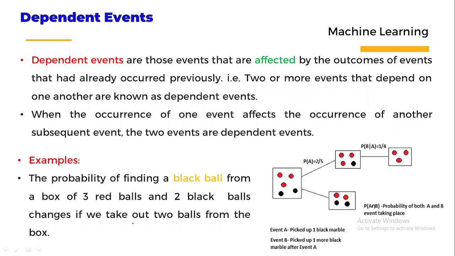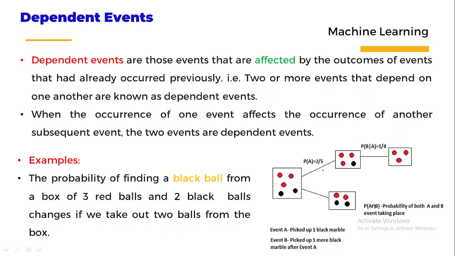Here we consider the first event as picking up one black ball, or marble we can say, and the second event is picking up one more black marble after event A. So event A is picking up a black ball out of the 5: here 3 red balls and 2 black balls. So what is the probability of event A? It is equal to 2 by 5. There are 2 black balls, and out of that I want to pick up 1. So that is 2 by 5.